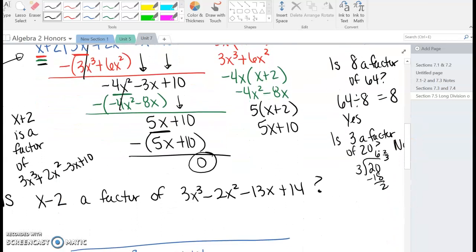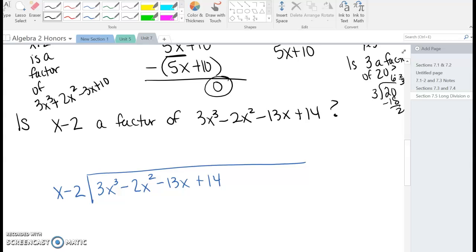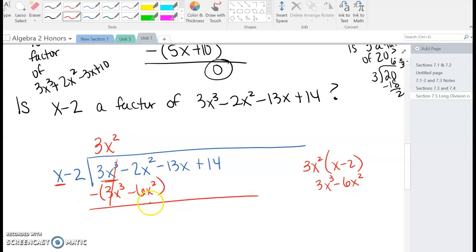Okay, so let's transfer that to the question, is x minus 2 a factor of 3x cubed minus 2x squared minus 13x plus 14? And so to answer that question, we're going to have to divide the polynomials. And so we're going to start by trying to put x into 3x cubed. And so that goes into 3x cubed, 3x squared times. Doing a little side work over here, I made a really long bar. 3x squared times x minus 2 is 3x cubed minus 6x squared. And I'm going to subtract that. So minus 3x cubed minus 6x squared. That gives me 0, and negative 2 minus a negative 6 is a positive 4x squared. Bring down the negative 13x, bring down the positive 14.